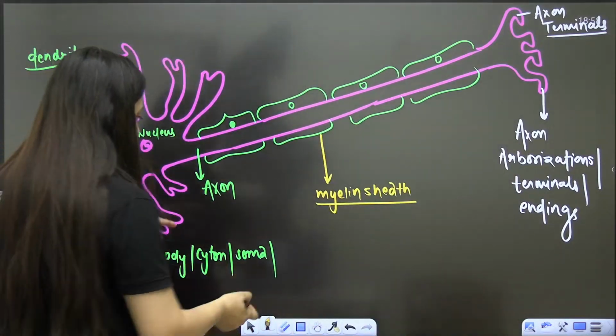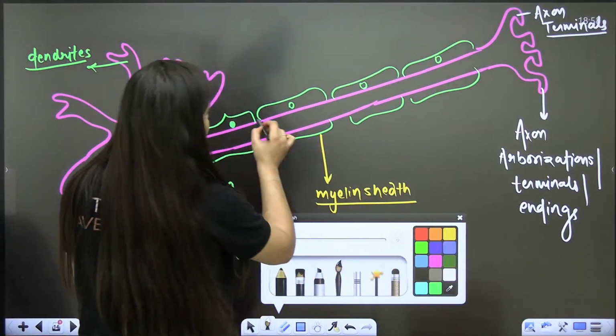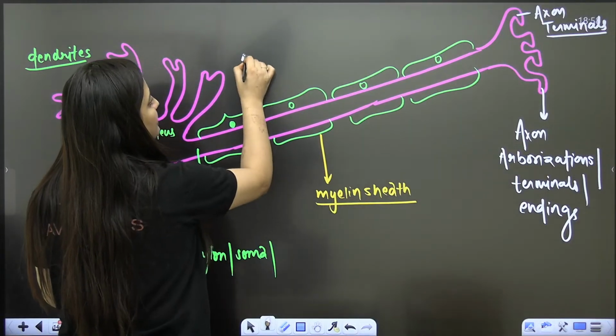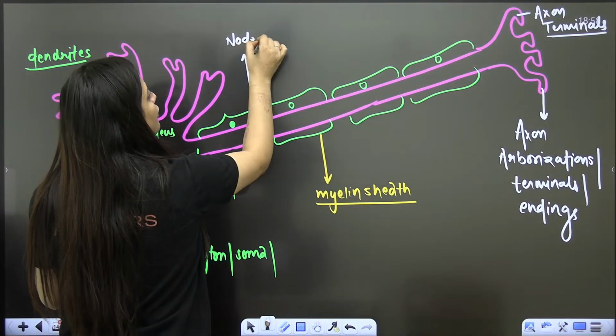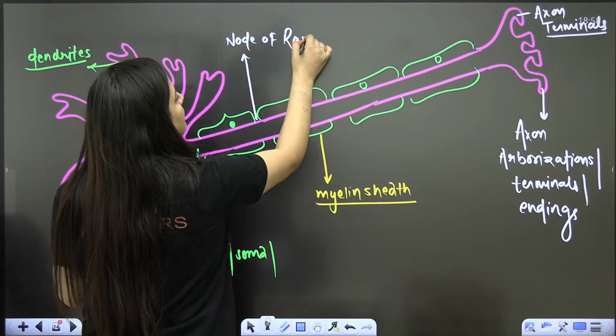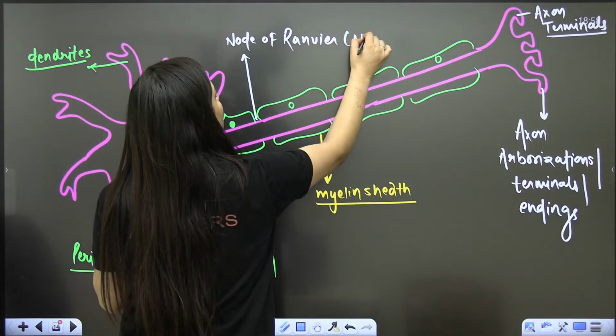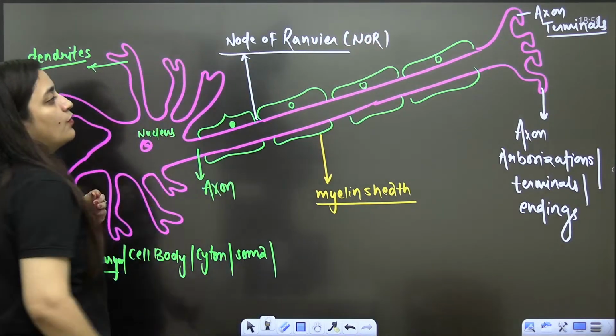It is empty, right? Meaning it is not covered. It is that part of the axon which is not covered with this sheath. So we call it the node of Ranvier, right? N-O-R. Node of Ranvier, N-O-R.